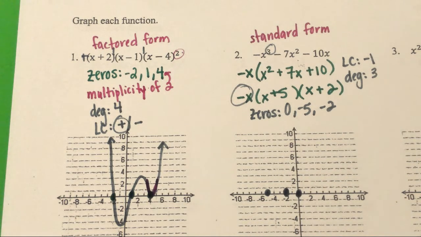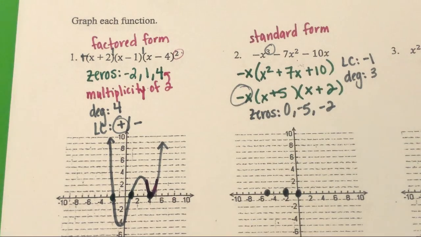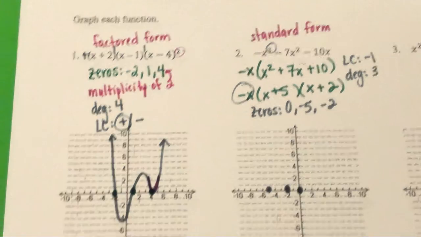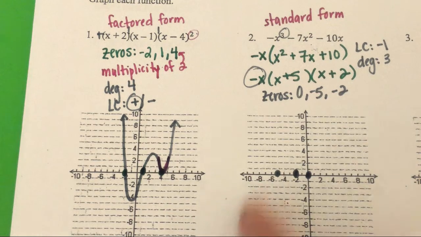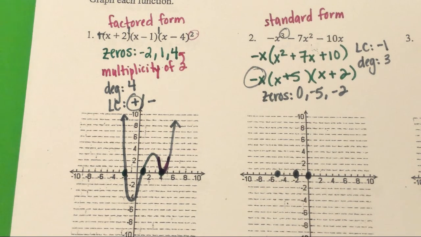Do any of our zeros have a multiplicity higher than 1? No. I don't see like x plus 5 cubed or anything like that, so nope. So nothing funky is going to happen. We just need to cross through all these points.